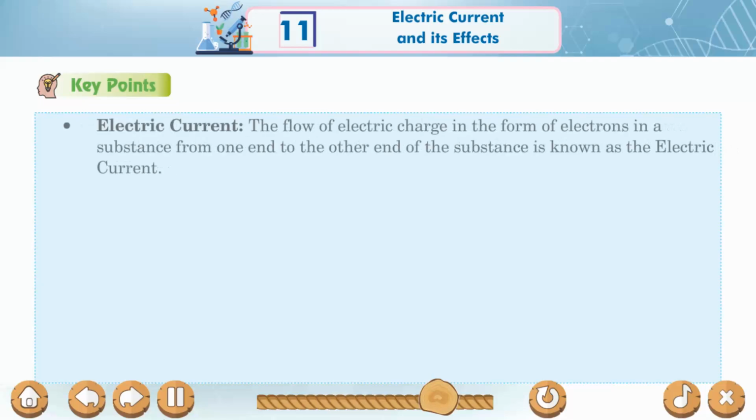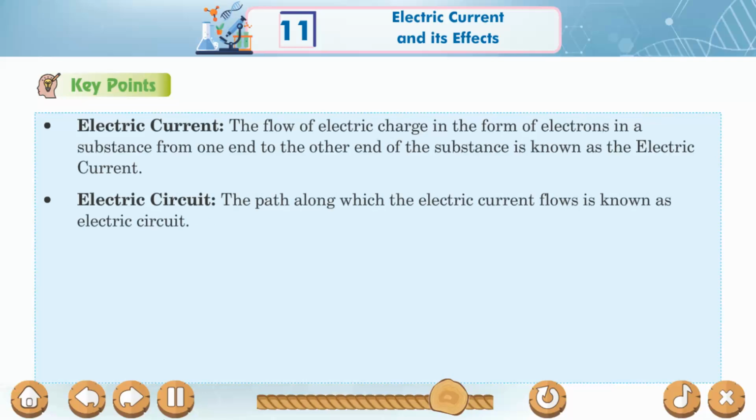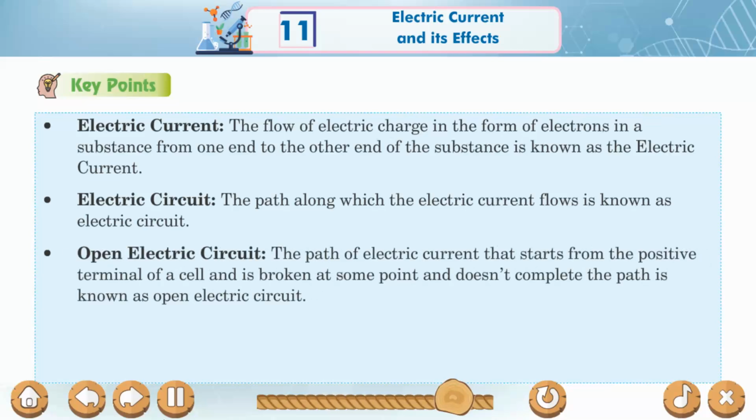Key points. Electric current: the flow of electric charge in the form of electrons in a substance from one end to the other end of the substance is known as the electric current. Electric circuit: the path along which the electric current flows is known as electric circuit. Open electric circuit: the path of electric current that starts from the positive terminal of a cell and is broken at some point and doesn't complete the path is known as open electric circuit.